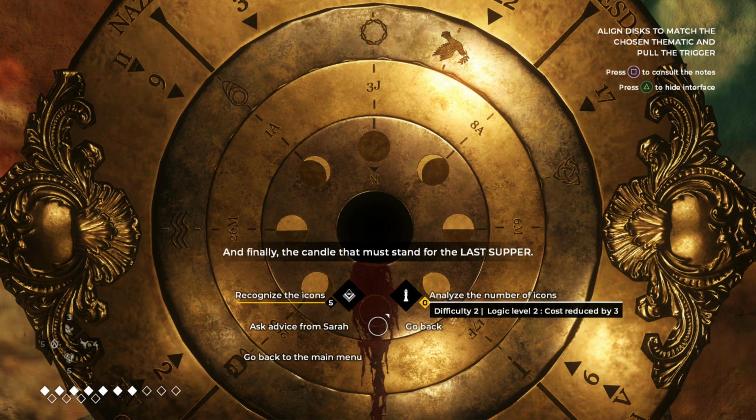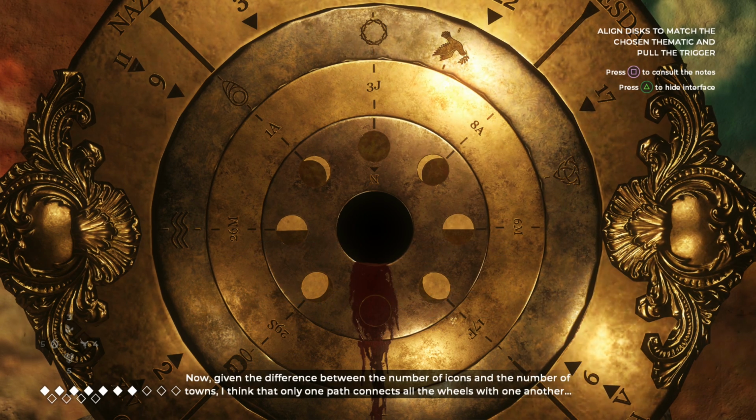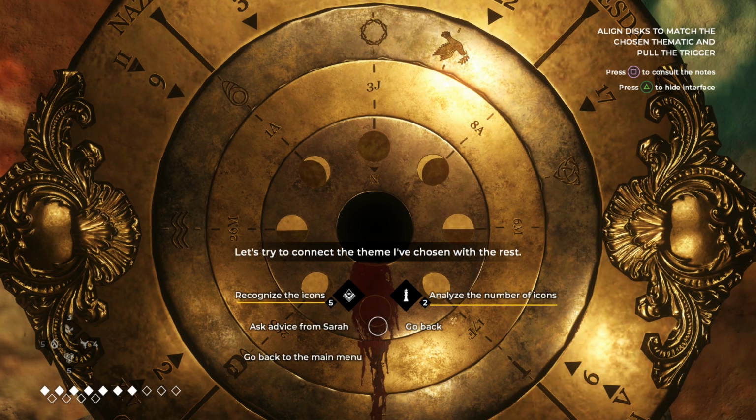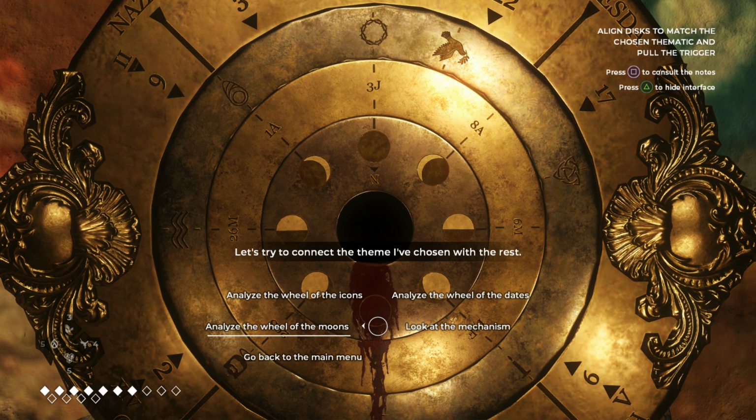So we don't know what that bottom one is, but let's analyze the number of icons here. Now, given the difference between the number of icons and the number of towns, I think that only one path connects all the wheels with one another. Let's try to connect the theme I've chosen with the rest. Oh, you link it to the town? Okay, what about the second one?